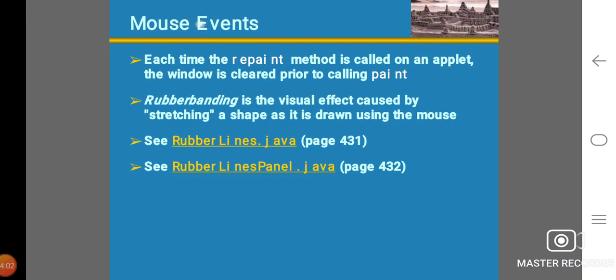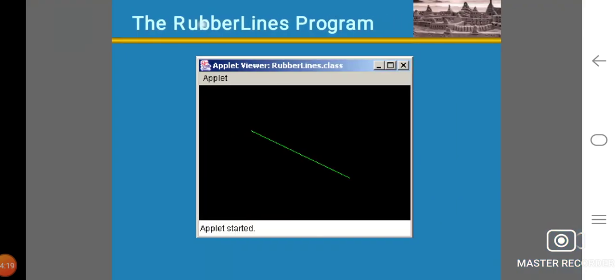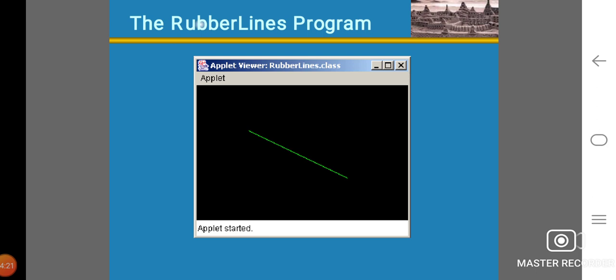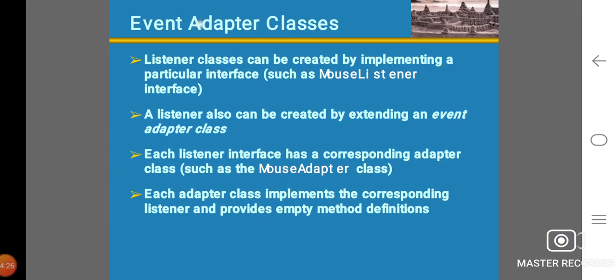Mouse events. Each time the repaint method of an applet is called, the window is cleared prior to calling paint. Rubber banding is the visual effect caused by stretching a shape as it is shown using the mouse. This is the RubberLines program. The applet output is like this. Applet started.